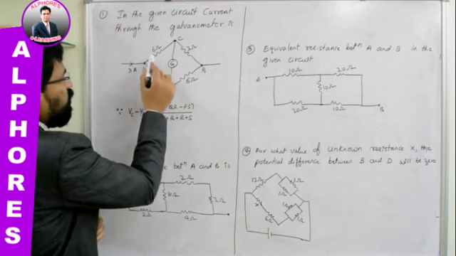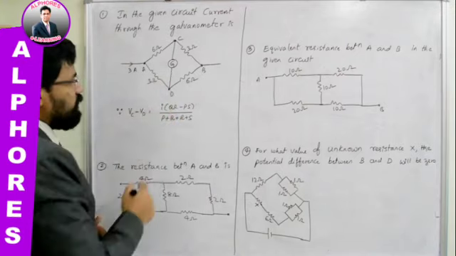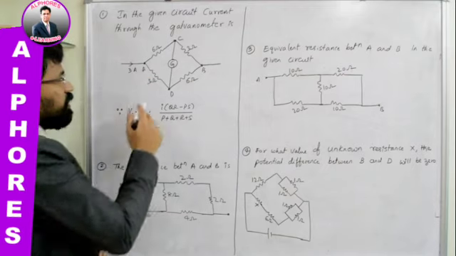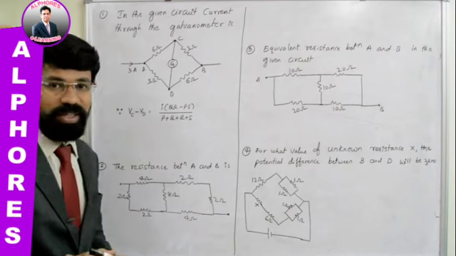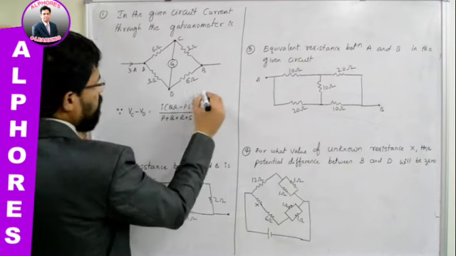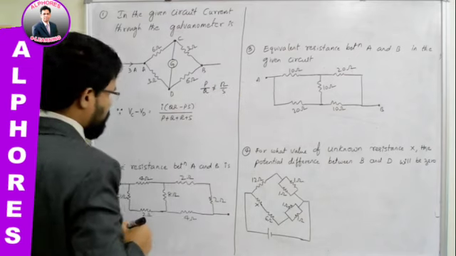Okay, P by Q 6 by 3 is how much? 2. R by S 3 by 6 is 1 by 2. So P by Q is 2, R by S is 1 by 2. So bridge is not balanced. If bridge is not balanced, so here what is the situation? P by Q is not equal to R by S.